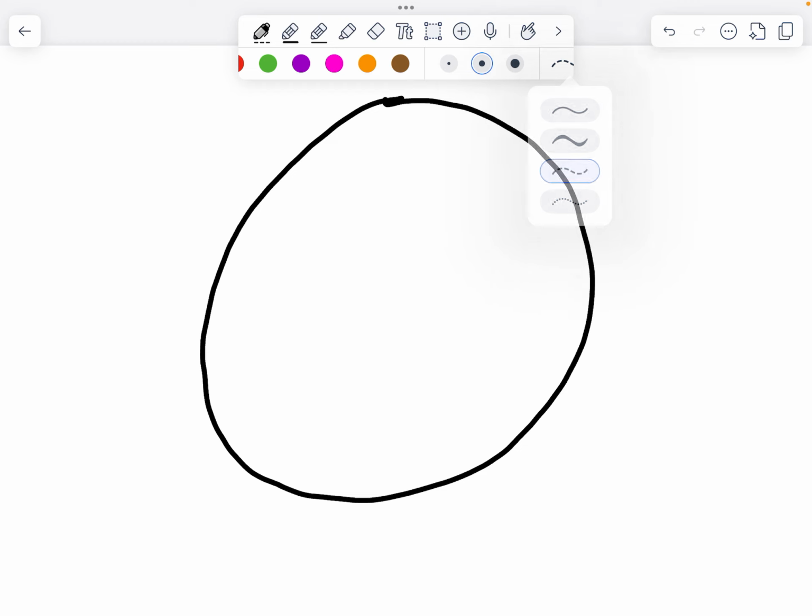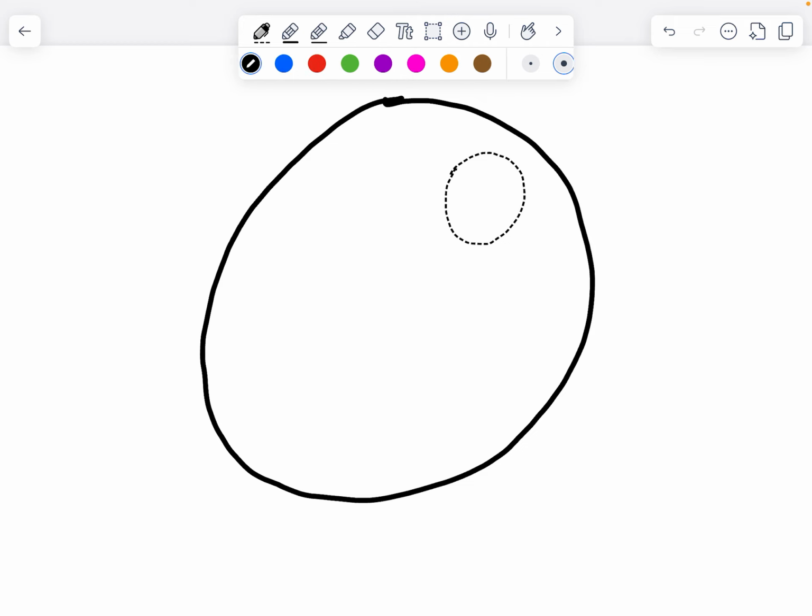The nucleus is the most prominent organelle of the cell. I'm drawing it as a dotted line because the nucleus has nuclear pores. This allows certain things to leave the nucleus while other things have to stay within the nucleus.